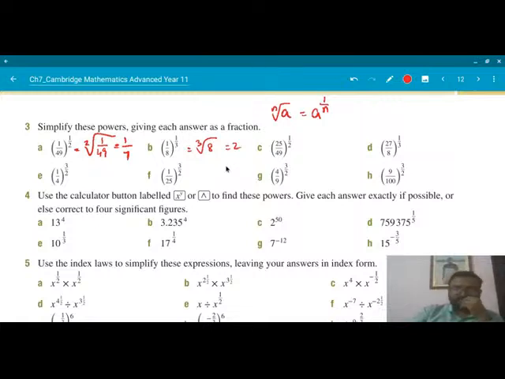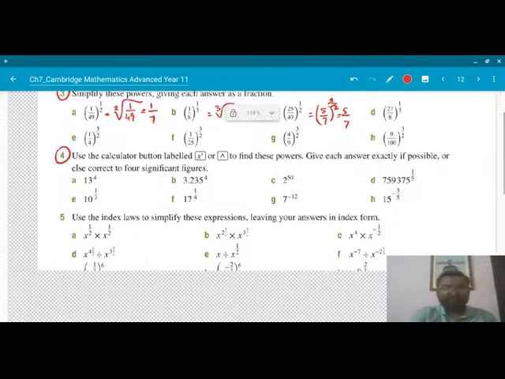So it is 5 by 7 whole power 1 by 2, which means square root. It's 5 whole square by 7 square. The answer is 5 by 7. You have to do this, so please practice these problems.